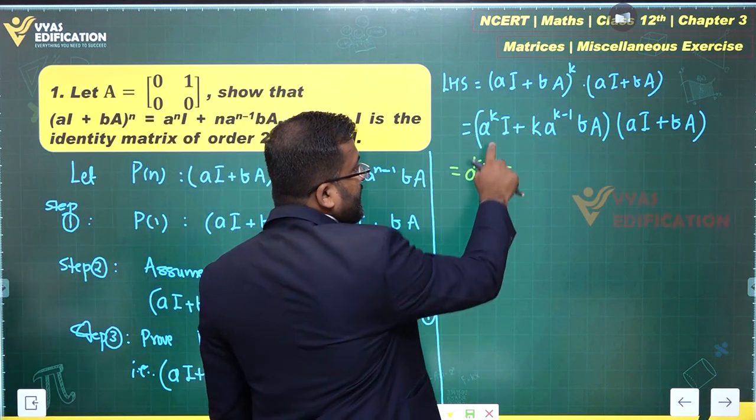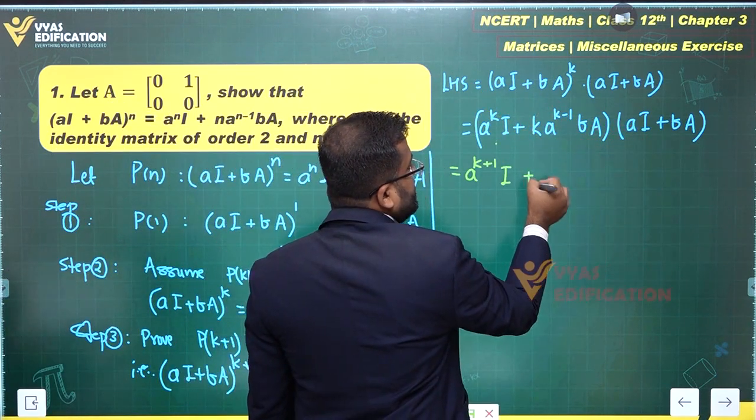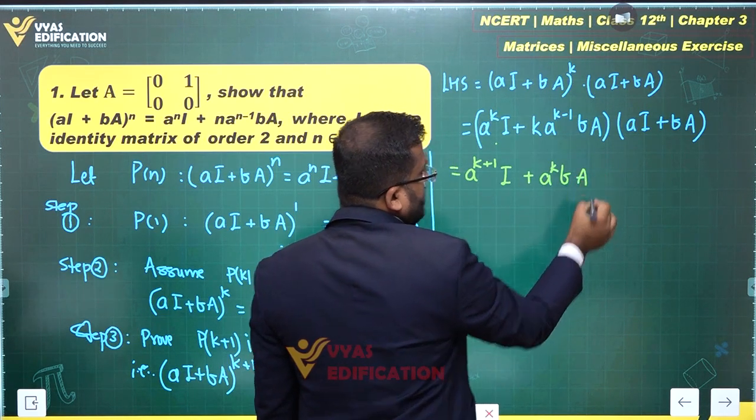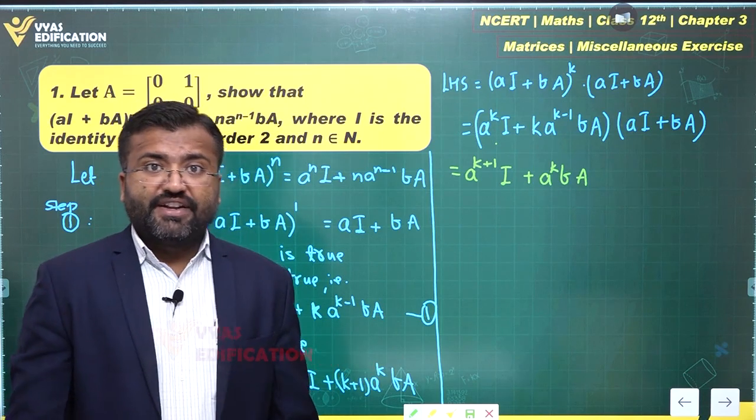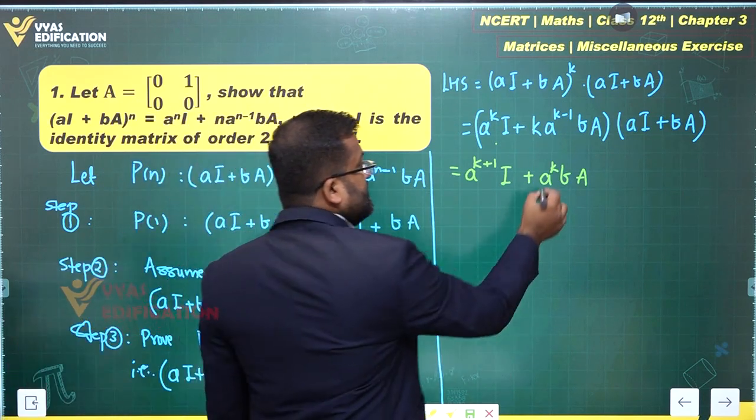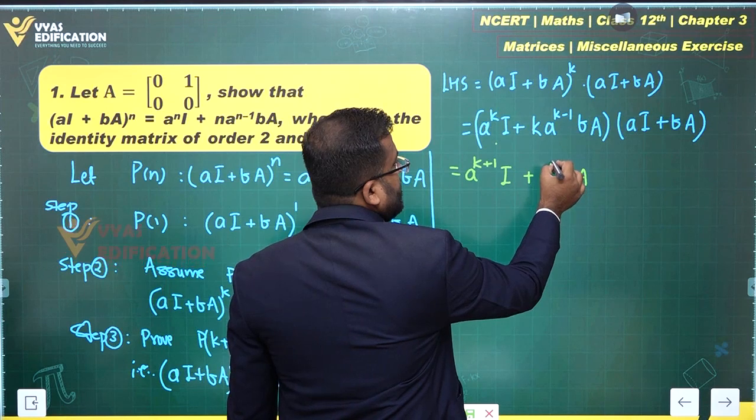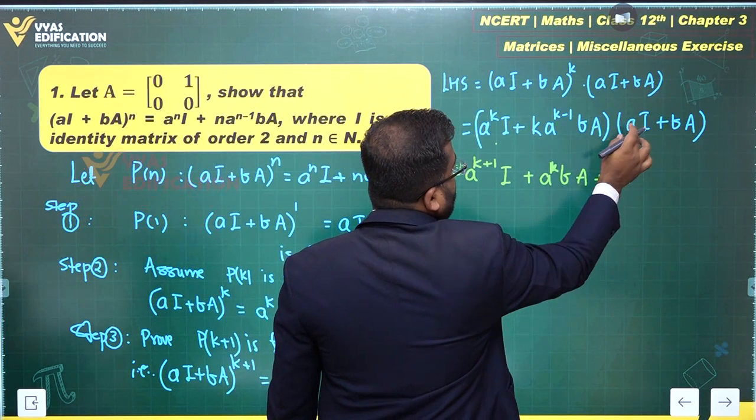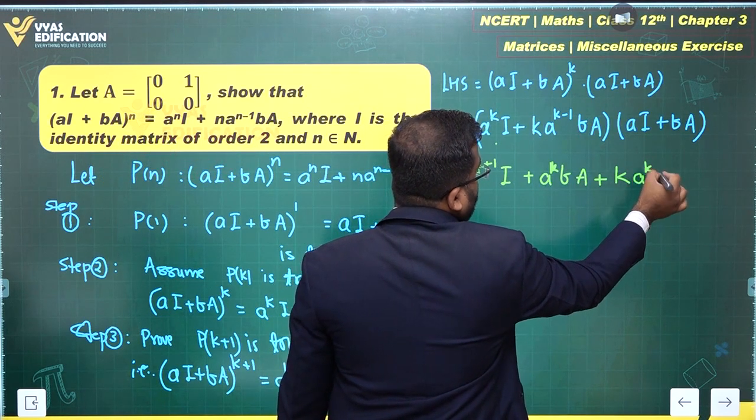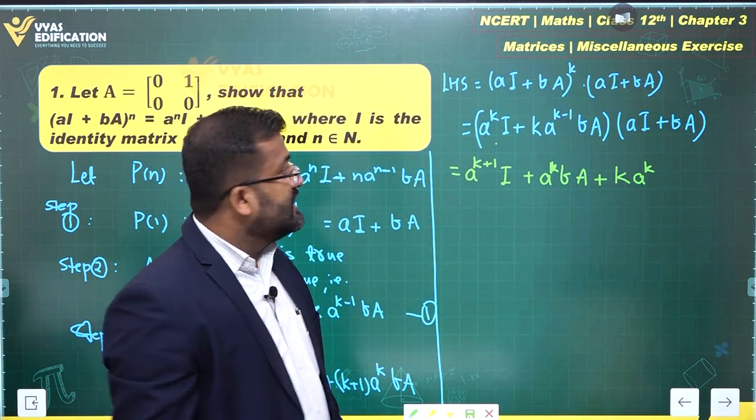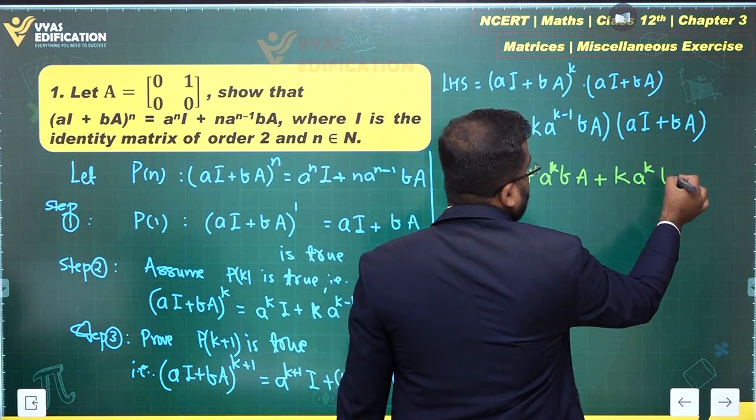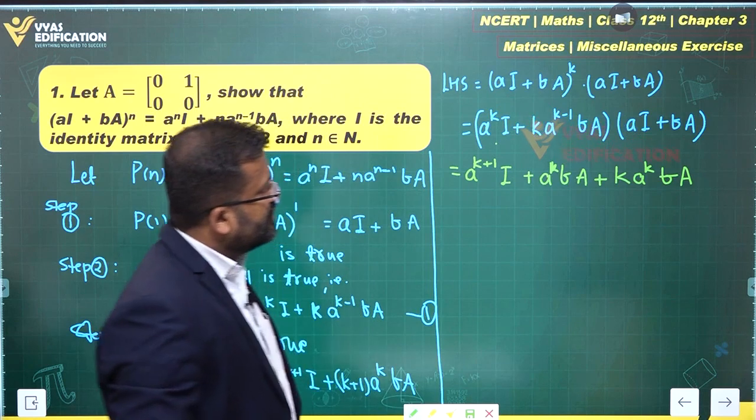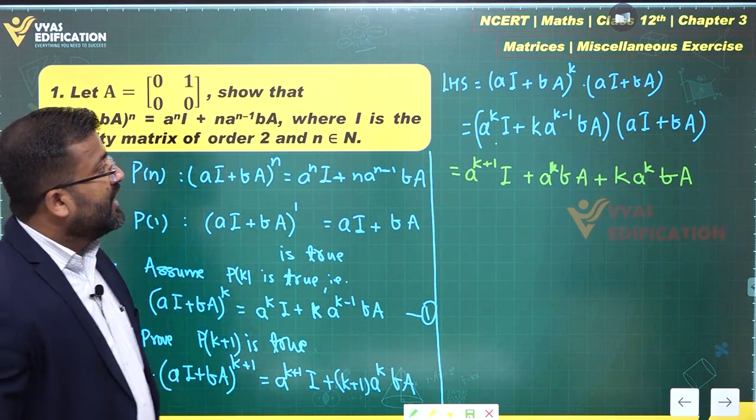What next? Let's multiply this with the next one. What you get is a^k times b, and Ia would be actually equal to a. The product of matrix I with matrix A is A. What else? This multiplied by this, k times a times a^(k-1) is a^k. What else? B times A times I. A times I would be simply A. This is what you get. Is that okay? Yes.